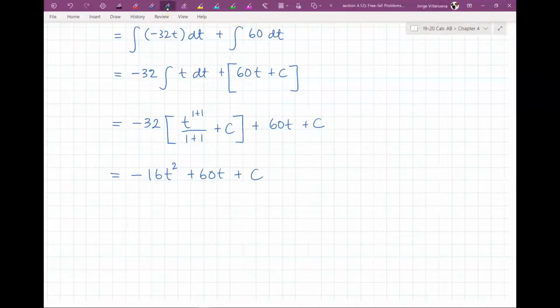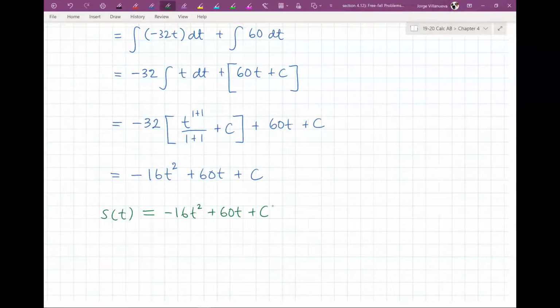So I have now found out that s of t is equal to negative 16t squared plus 60t plus c. What do I know about position according to the beginning of the problem? What did they tell me? They gave me some information about the position of it. Well, it's thrown upward, but right now it's 0 at the beginning, right? It's on the ground when this happened.